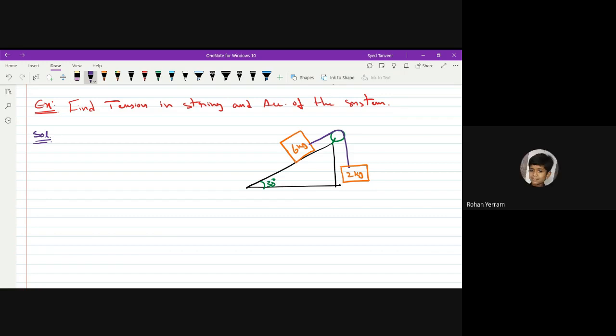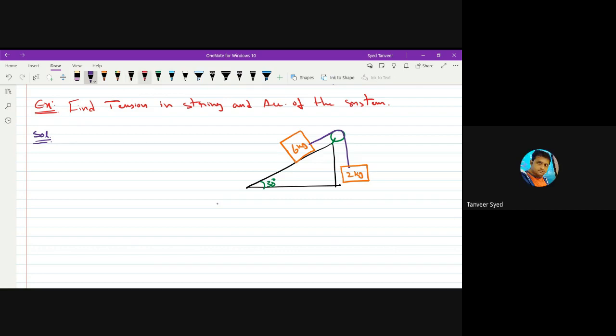Here, normal reaction is not completely balancing gravitational force. So G can be acted downwards. Direction will be vertically downward, down the incline.